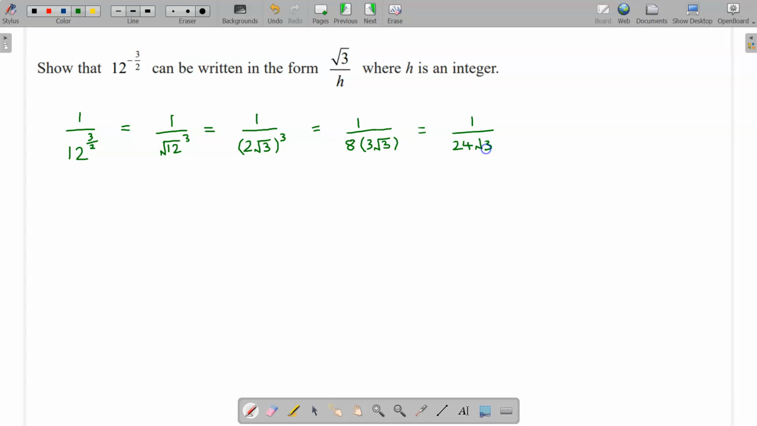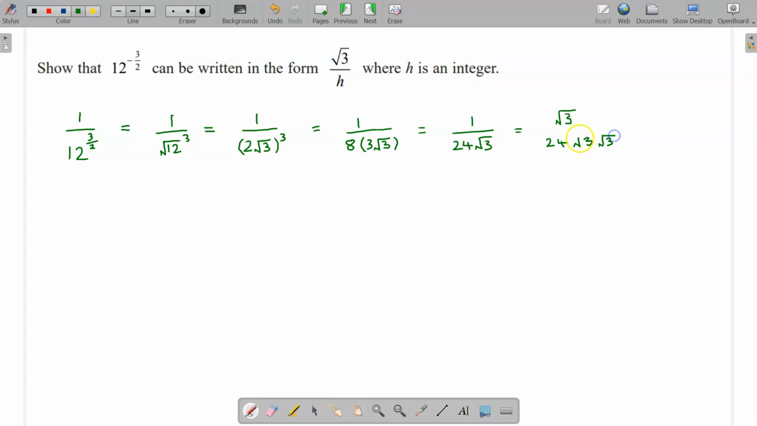Okay, but it's not in the form I need. I need a root 3 on the numerator. So all I'm going to do is multiply the numerator and denominator by root 3 to get root 3 over 24 root 3 root 3.